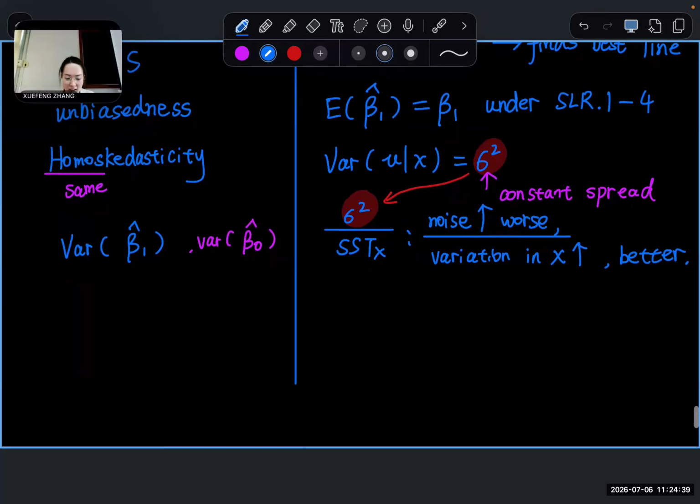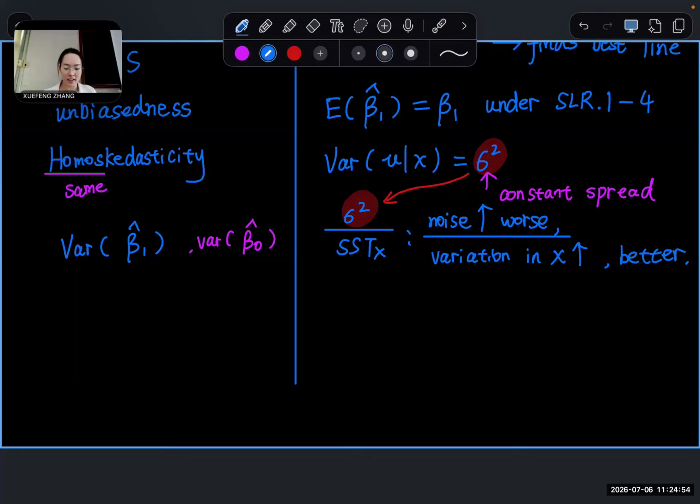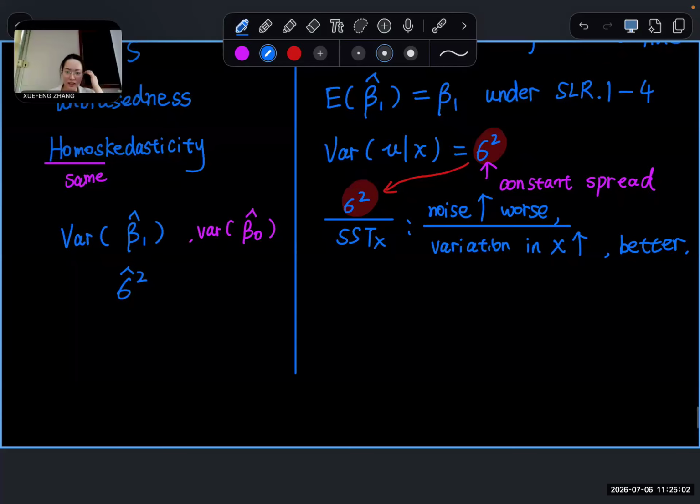Next one. After the variation, we learned how to estimate the noise, the sigma square here, which is from the true population, which is unknown. So how do we estimate it? Then we learned sigma squared hat. Hat means the estimate. How do we estimate? We divide it by n minus 2, right?